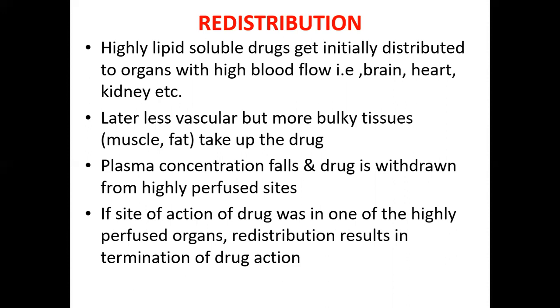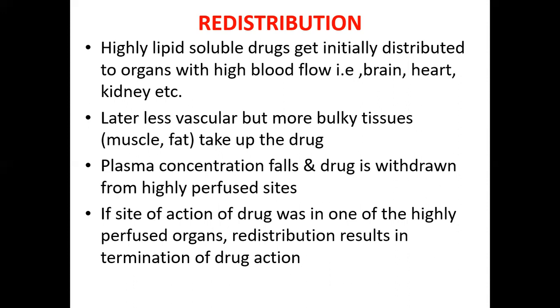Plasma concentration falls and the drug is withdrawn from highly perfused sites. So initially, highly lipid soluble drugs get distributed easily to organs with high blood flow, that is brain, heart, and kidneys. Later, less vascular but more bulky tissues take up the drugs, like muscle and fat. So this is nothing but redistribution. What happens here? There is falling plasma concentration and the drug is withdrawn from highly perfused sites.